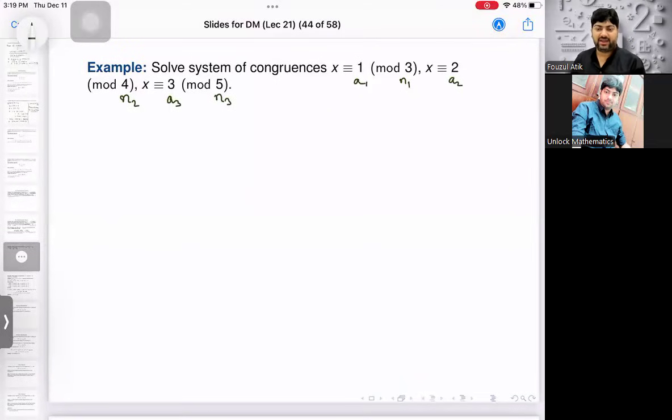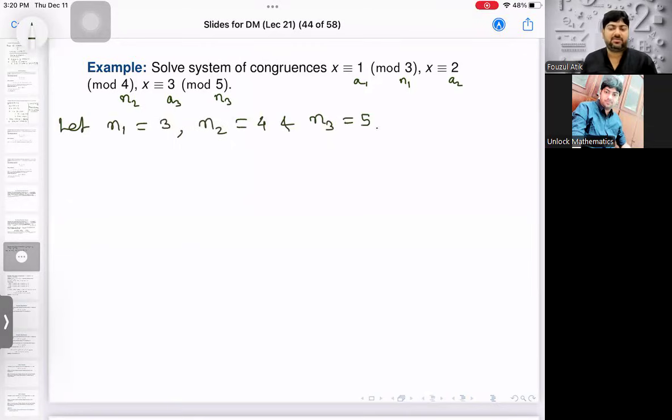Now, what is our small n? N is the product of all. So let n1 be equal to 3, n2 equal to 4, and n3 equal to 5. Now look at the Chinese remainder theorem. Are the conditions satisfied or not? They all are pairwise relatively prime. That means if you take any two of them, their GCD is 1. So they are all pairwise relatively prime, and all conditions of the Chinese remainder theorem are satisfied.